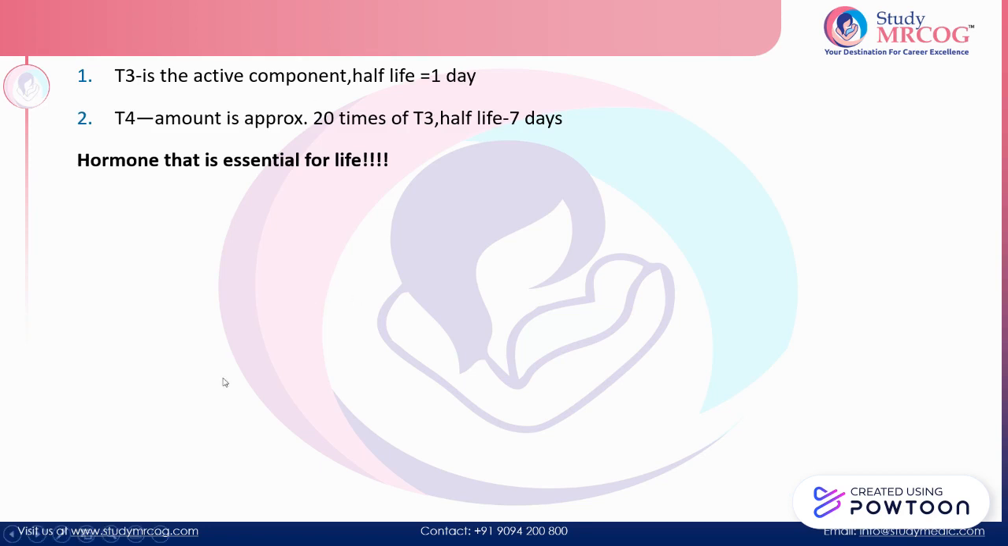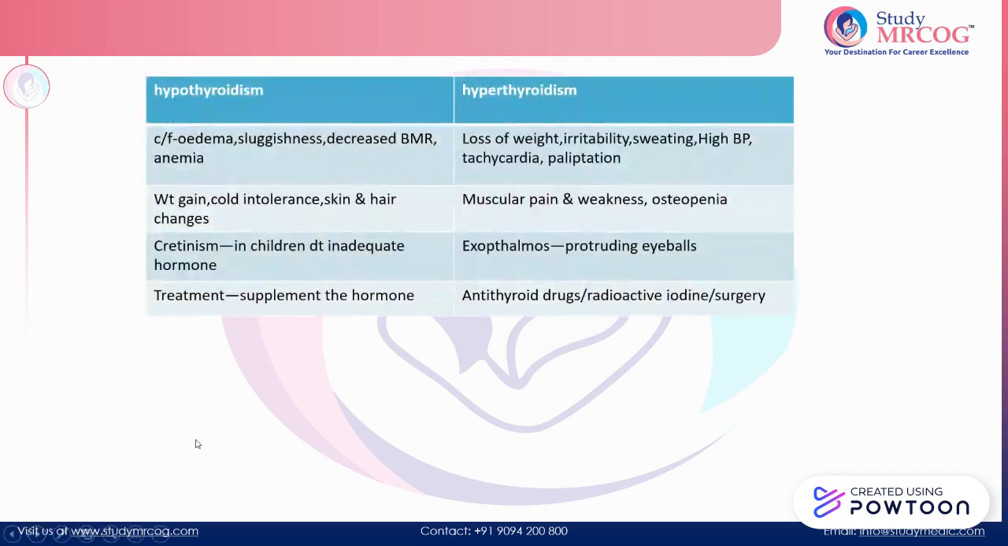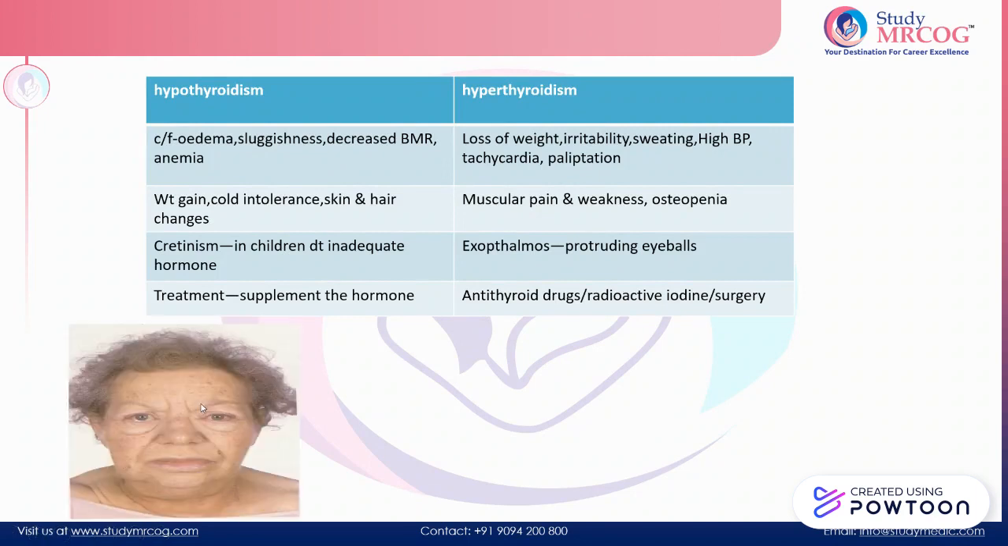Thyroid is a hormone that is essential for life. Without the thyroid hormone, life is not possible. Now, let us see what happens when we have too much of thyroid or too less of thyroid. So, whenever we have too less, hypothyroidism, this is the typical clinical picture that is seen.